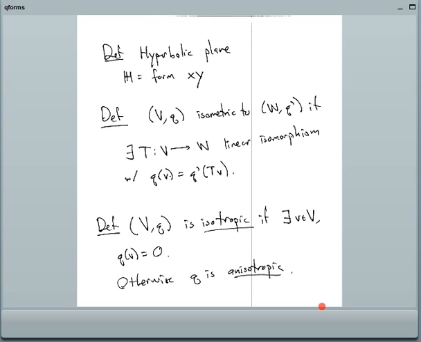When you first start looking at quadratic forms, it turns out that some are easier to understand than others, and the easiest quadratic form to understand turns out to be the hyperbolic plane. This is a very particular form. It's just a two-variable form, defined on some two-dimensional vector space with coordinates x and y, and it's just the form x times y.